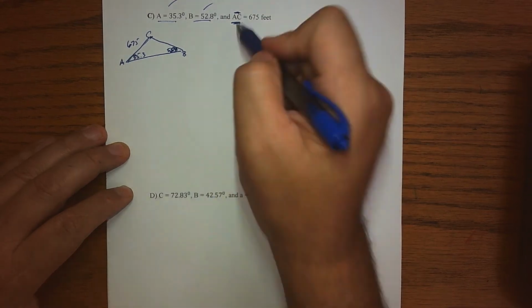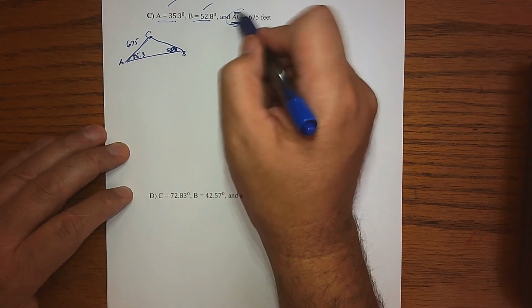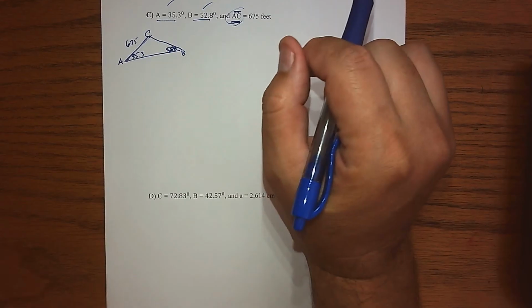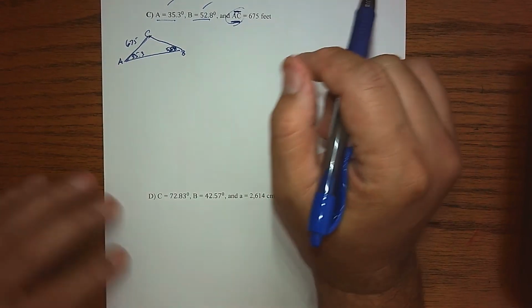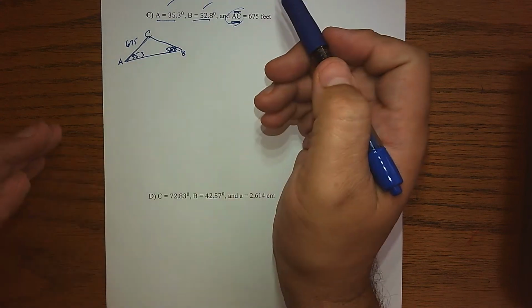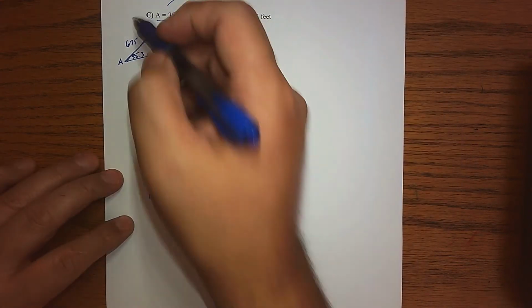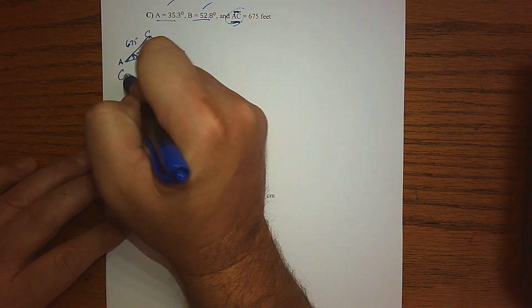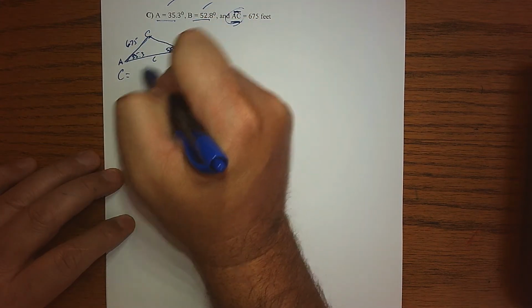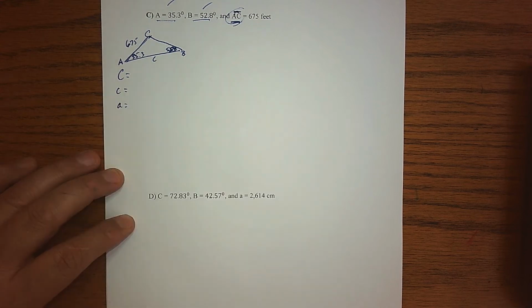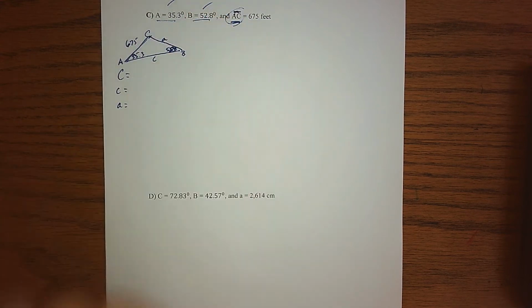Okay, so just watch your notation there, and I better watch my notation as well. That's a line segment, AC. That's how we designate it. So we basically have angle, side, which is a classic law of sines situation. So what do we have to find? We have to find angle C, side C, and side A. Those are the three things that we've got to find based off of the information that we have.